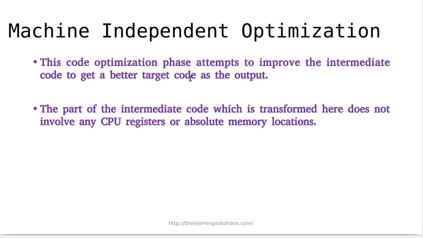The code optimization phase tries to improve the intermediate code to get better, improved code as an output. While performing optimization, the intermediate code is transformed into its target code without involving any CPU registers or memory locations. That means without considering machine level architectures or machine level constructs, it transforms the intermediate code into the target code. That is the main theme of independent optimization.